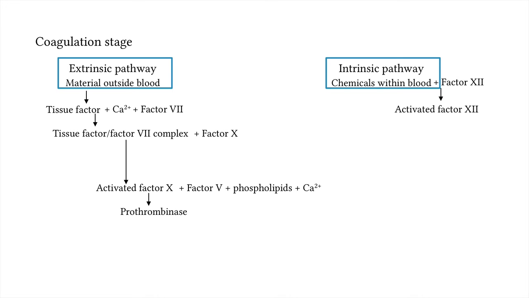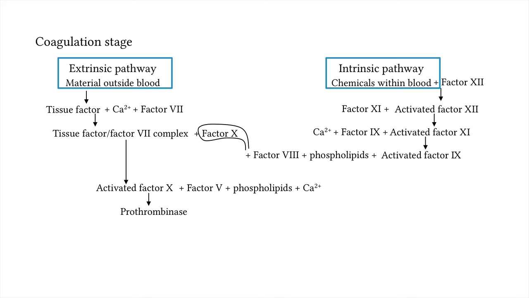will activate factor 12. Activated factor 12 will react with factor 11, which is also already in the blood, activating it. With calcium ions, activated factor 11 reacts with factor 9, activating factor 9. Then activated factor 9 reacts with factor 10 to make activated factor 10, reaching the common pathway. So you see how both pathways end in prothrombinase being formed.